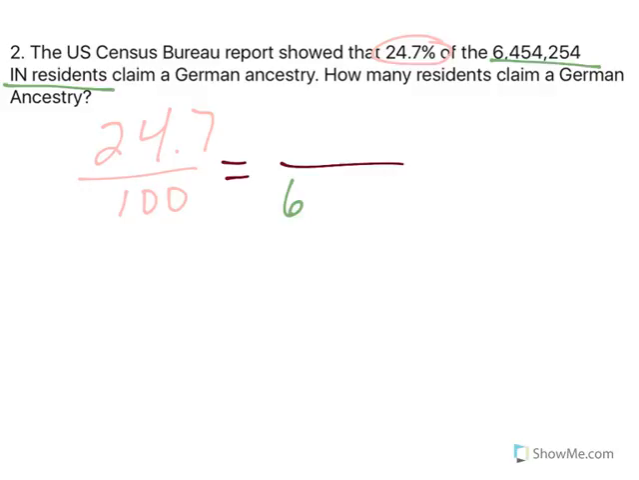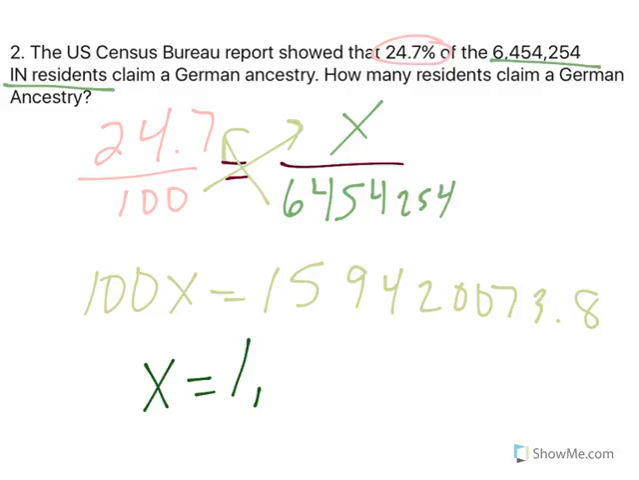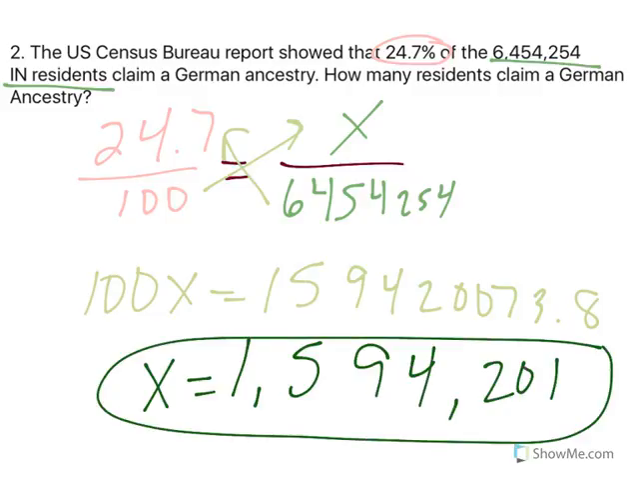So the total is 6,454,254. How many of them are German ancestry? So I cross multiply. 100x equals a big number, 159420073. I think that's a 0.8. Divide both sides by 100. I am going to round to the nearest person, and therefore I get 1,594,201 people in Indiana claim German ancestry.